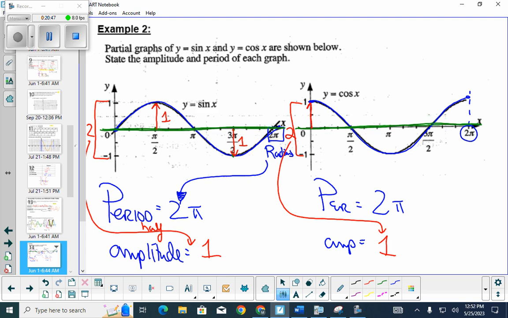How much space is here? 1 unit. How much space is here? 1 unit. How much space is there? 1 unit. That number is the amplitude. If you don't want to think of it as being half the total distance, visually, it's how high or how low the crests are. So how high is the hill? How low is the valley? That's what the amplitude is.